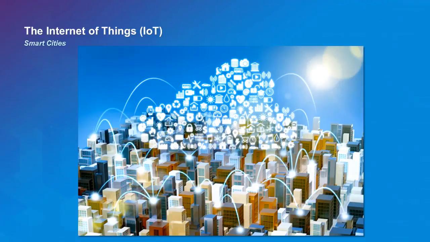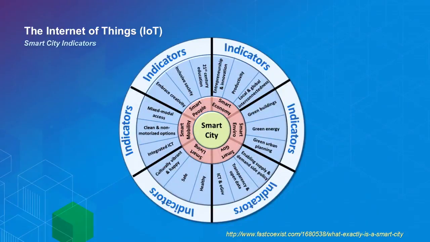So I'm going to go through a few applications from the list. Smart city is the first one. People might be wondering what makes cities smart. A group of people has come up with categories or indicators to say whether a city is smart or not. For example, some categories are smart people, smart economy, smart environment, smart governance, smart living.